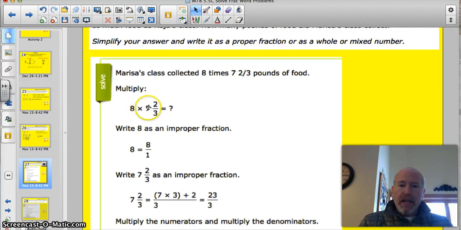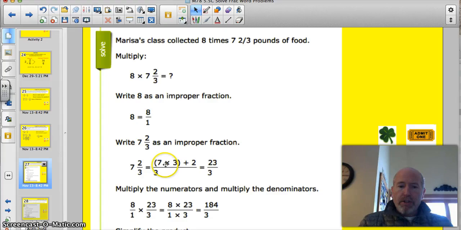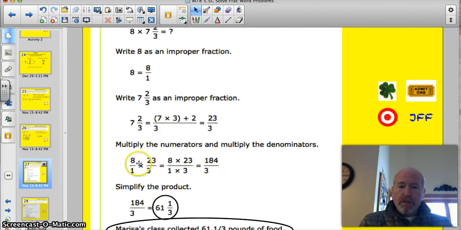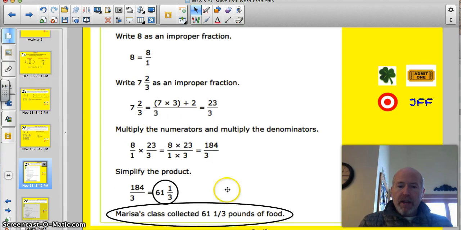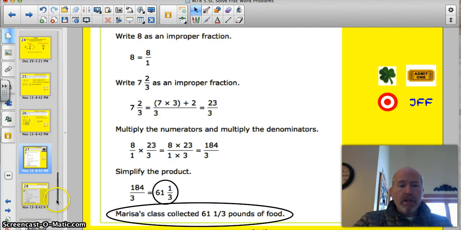Well, you had to multiply 8 times 7 2/3. You have to write 8 as an improper fraction. You put 8 over 1. Here they're showing you how to change 7 2/3 into an improper fraction. So 7 times 3 is 21, plus 2 is 23/3. So now you've got it rewritten here: 8 over 1 times 23/3. Multiply straight across: 184/3. If you divide that out, 61 1/3. But that's not the answer, is it? Here's the answer in the oval: 61 1/3 pounds of food that Marissa's class collected. Make sure you answer the question.